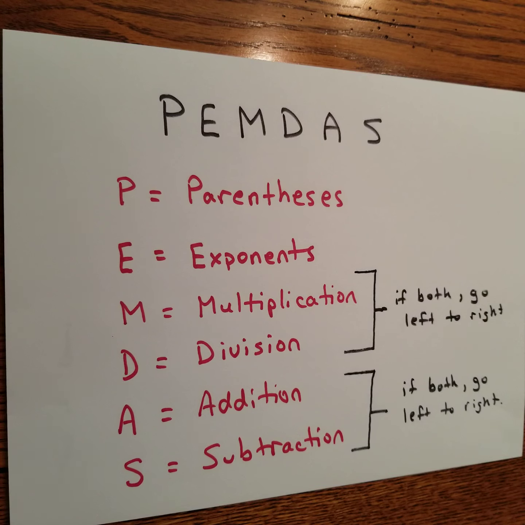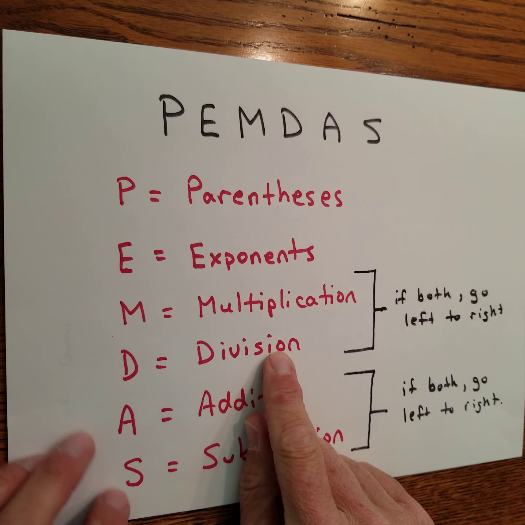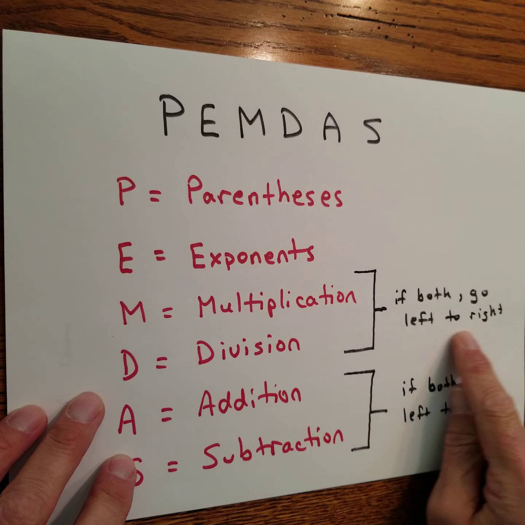P is for parentheses. We always do parentheses and grouping symbols first. E is for exponents. After we're done with the grouping symbols and parentheses, we handle all exponents. M and D stand for multiplication and division. Those happen next. And if you have both multiplication and division in the same problem, then you go left to right.